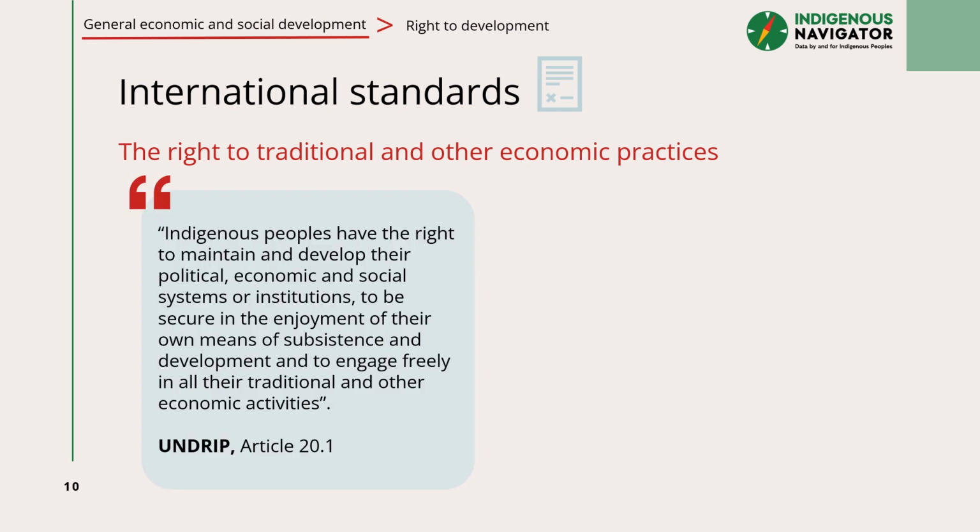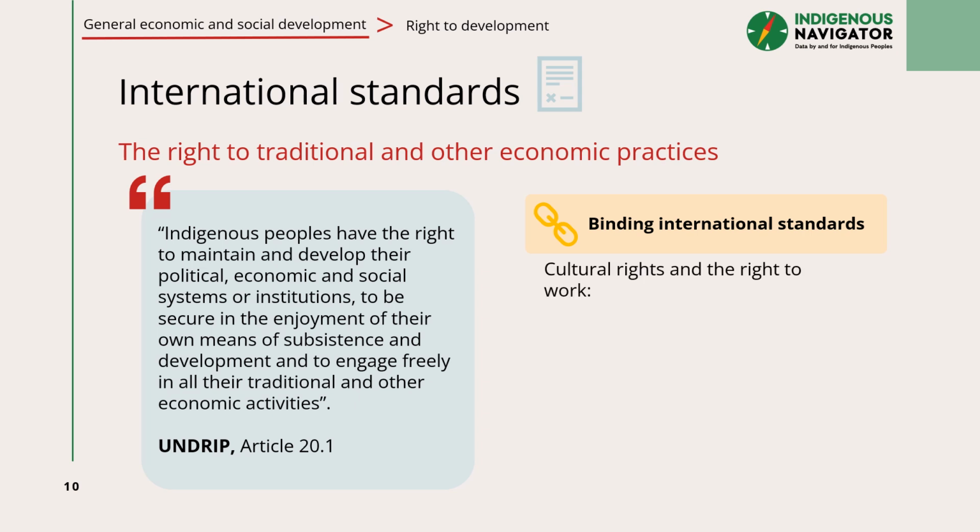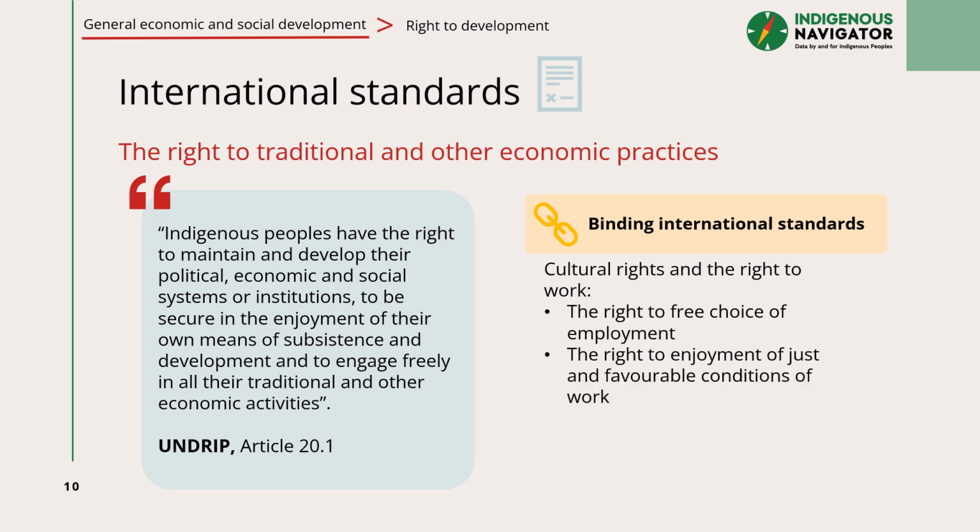Article 20 of UNDRIP outlines that Indigenous peoples have the right to maintain and develop their political, economic, and social systems or institutions, to be secure in the enjoyment of their own means of subsistence and development, and to engage freely in all their traditional and other economic activities. This is underpinned by binding instruments, including on cultural rights and the right to work, to free choice of employment, and the right to enjoyment of just and favourable conditions of work.